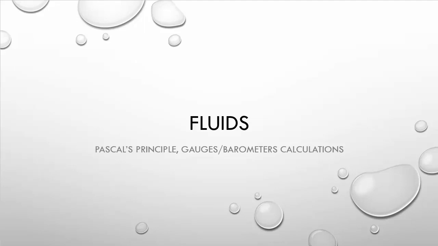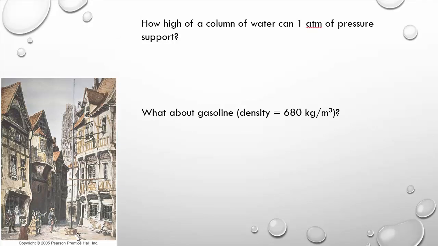A few calculations with Pascal's principle and gauges for your viewing pleasure. First of all, let's go back to that enormous column of water picture here. So we already saw that with a mercury barometer, the maximum height would be 76 centimeters or 760 millimeters. We didn't derive that, I just told it to you. But now let's look at how we can derive that, and let's do it for water first.